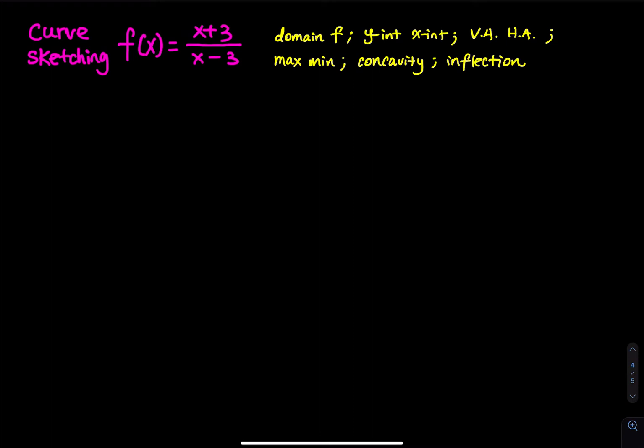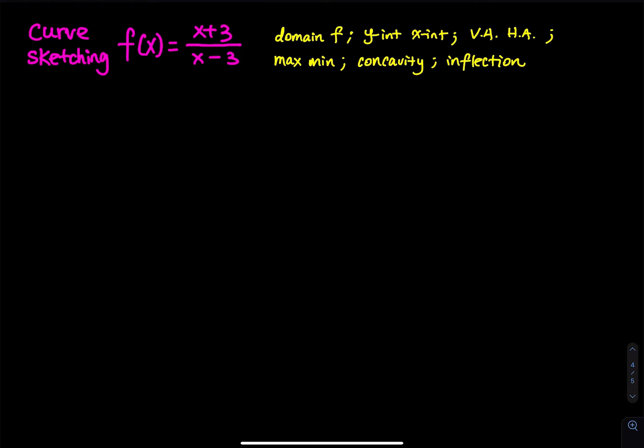Let's sketch the graph of this rational function f of x equals x plus 3 divided by x minus 3 using this detail. So I would like to find the domain of the function, x-intercept, y-intercept, vertical asymptote, horizontal asymptote, relative maximum, minimum, and then analyze the concavity and then inflection point if they exist.